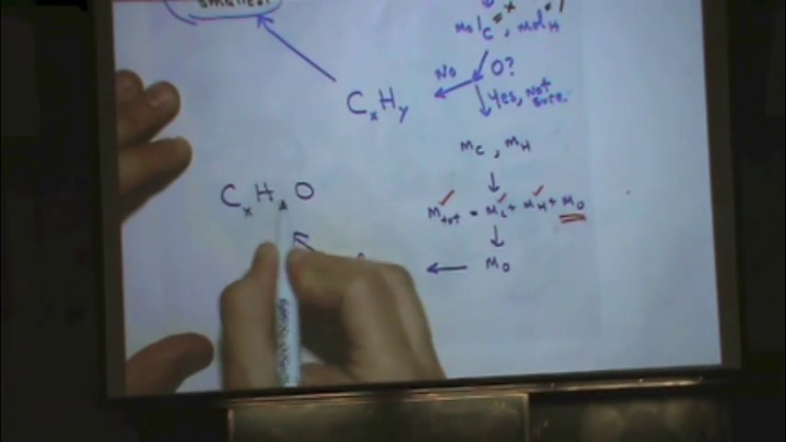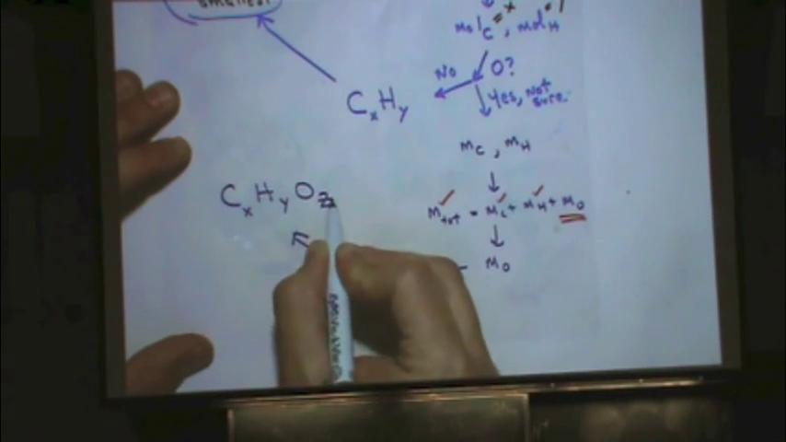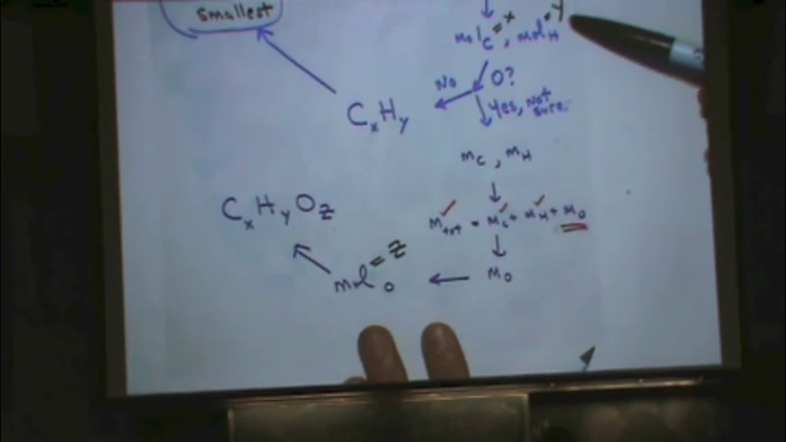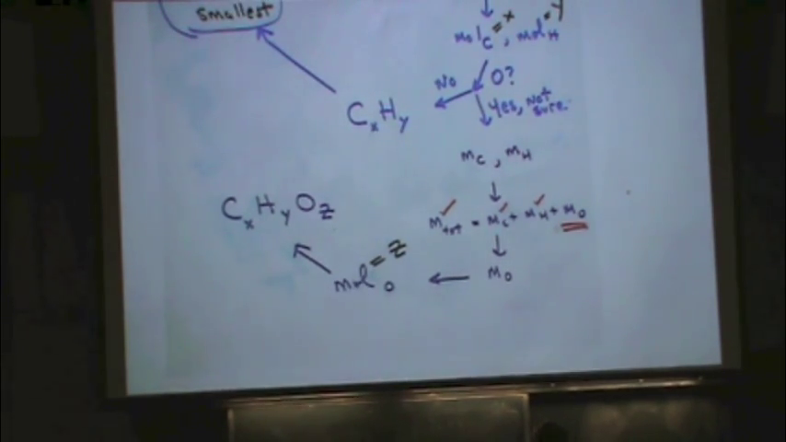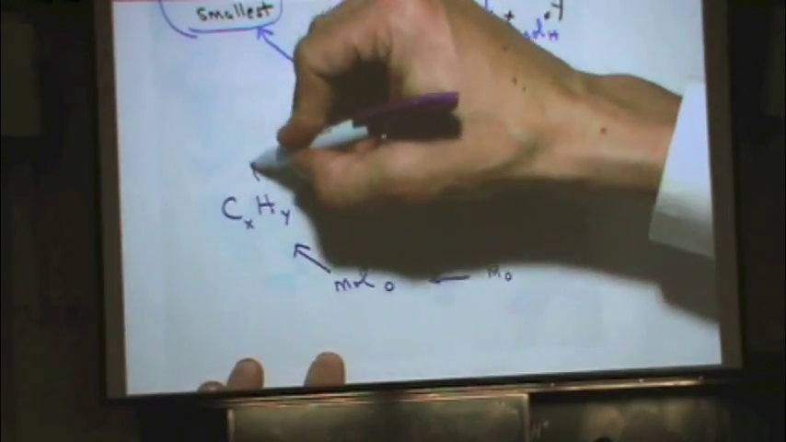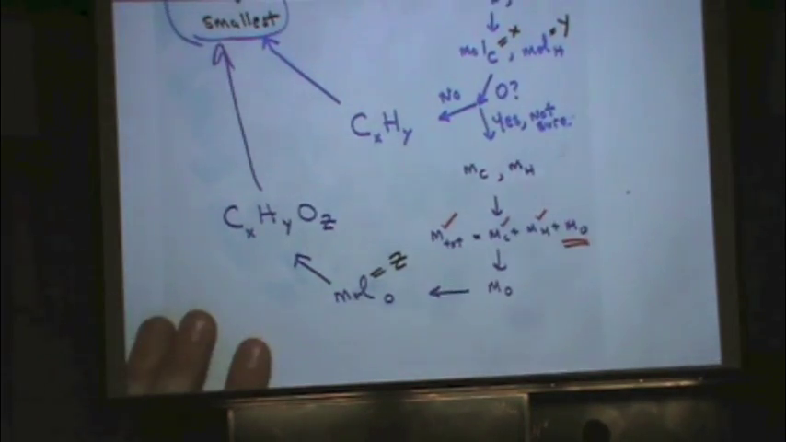Let's just say CXHYOZ. And you've just found Z. It's this right here. The moles of oxygen is Z. So you have X and Y from way up here, and you've got Z, the subscript there. And what do you do? You divide by the smallest.